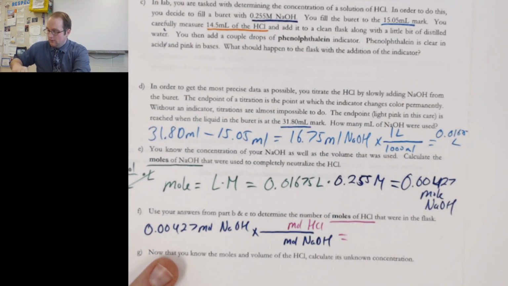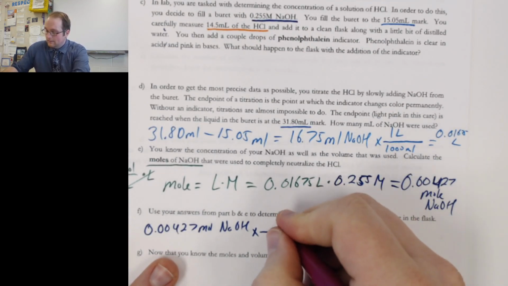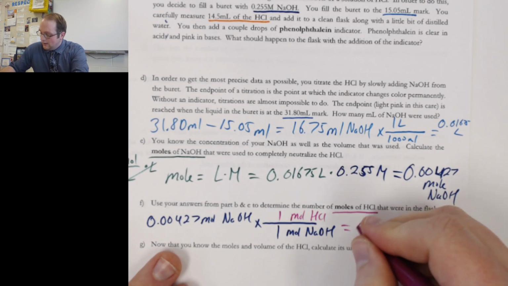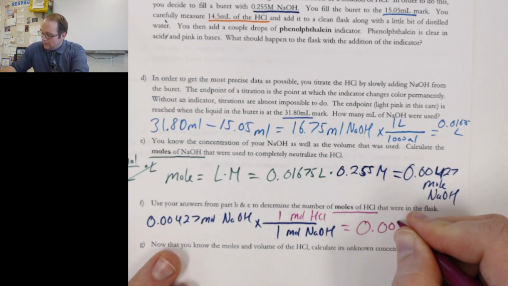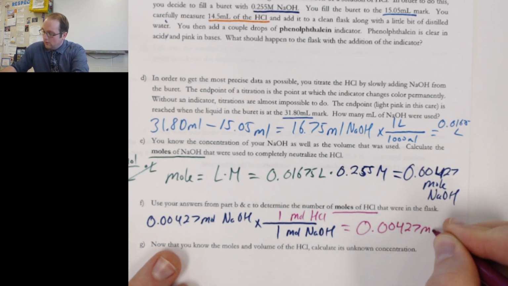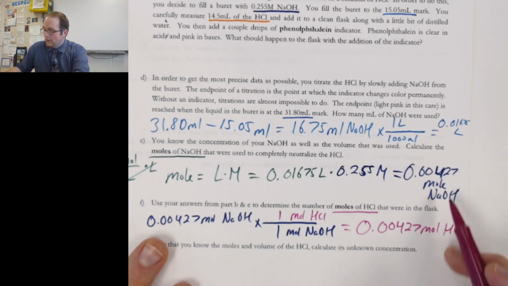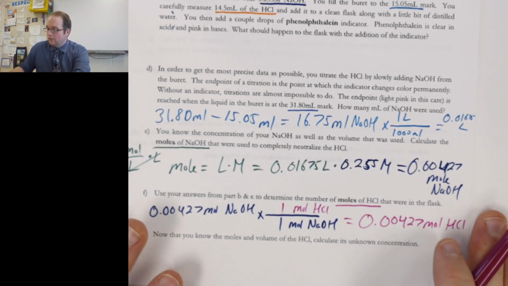So then all I got to do is use my ratio of 1 to 1. So on the bottom goes a 1 from the coefficient, and same thing on the top. Easy peasy. I don't even have to pull out my calculator for this one because it's 1 divided by 1. It's going to be that exact same number for my moles of HCl. 1-to-1 ratios always create these equivalencies.